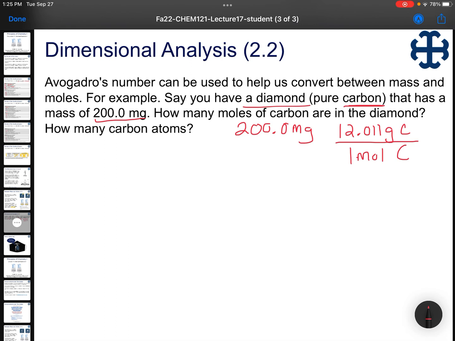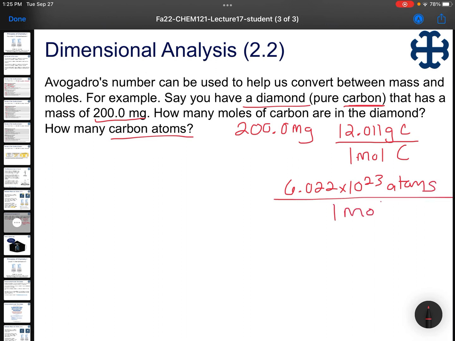The other thing, if we need to find the number of atoms, or a number of anything, but in chemistry we tend to do atoms, I know that there are 6.022 times 10 to the 23rd atoms of something in 1 mole of something. Okay?